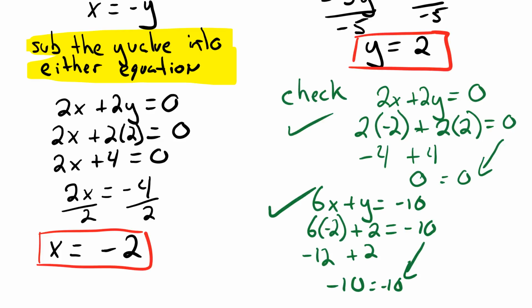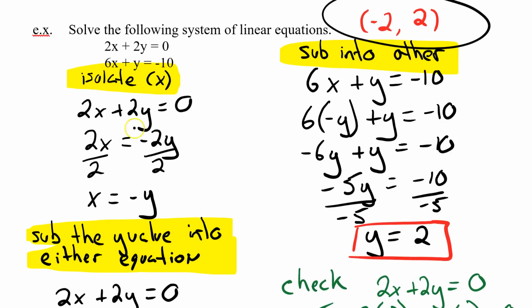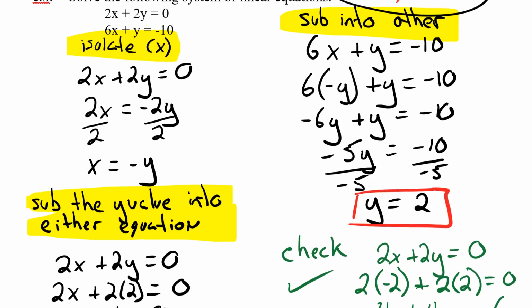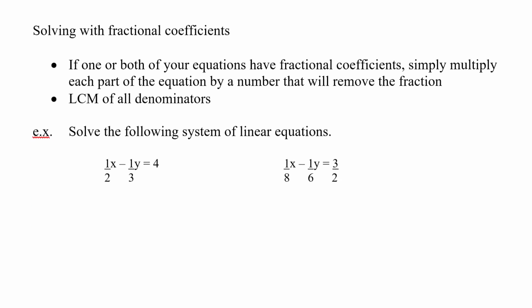So again, just to review the steps. First step is to isolate one of your variables. Substitute into the other formula to get either your x or your y answer. Take that, put it into one of the equations to get your second variable. So now let's try another example. This one's a little more complicated.